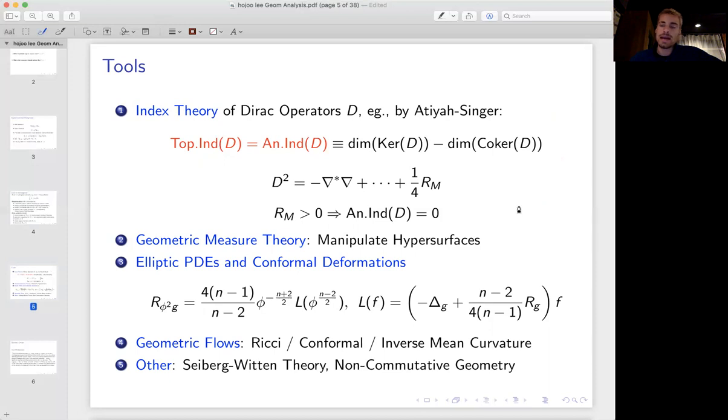And parallel to that, and in a way that still hasn't really been combined or synthesized, and there may not be such a clear relation between the two, is the geometric measure theory approach, where you manipulate hypersurfaces within the manifold.